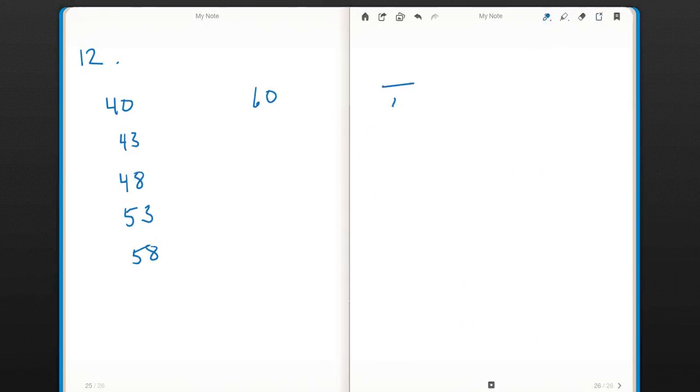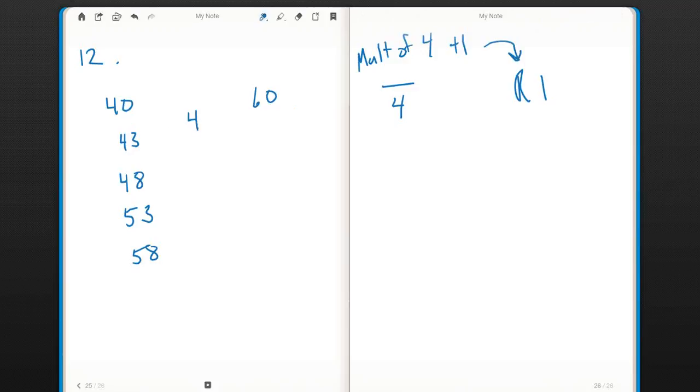So if I'm going to divide it by 4 and it leaves a remainder of 1, I must have a multiple of 4 and add 1 to it. That's how I get a remainder of 1. So what are my multiples of 4 in this group? Well, 40 is a multiple of 4, so 41.